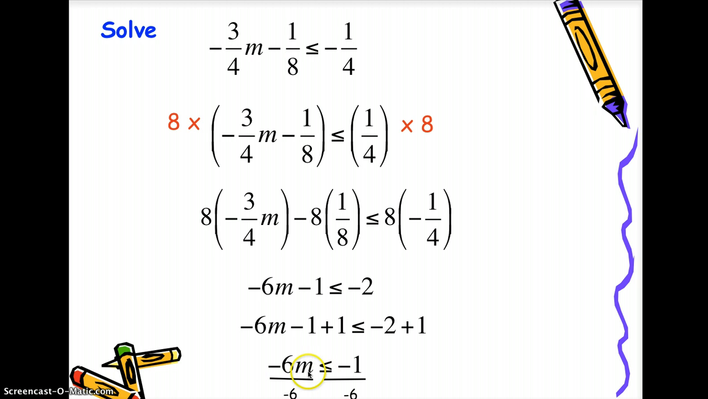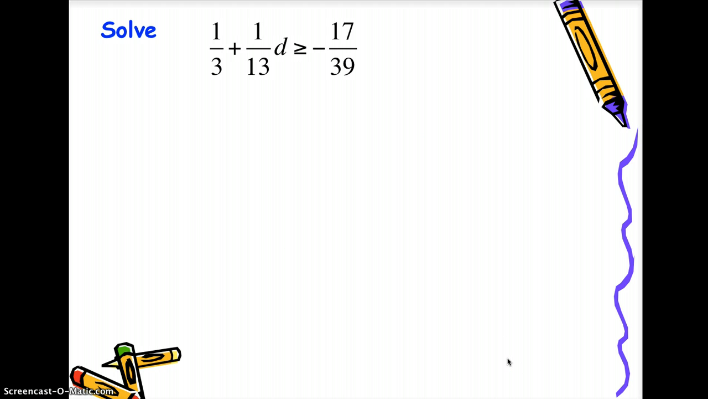And so negative 6 divided by negative 6 is 1, which will give you m is greater than or equal to 1 over 6. So 1 over 6 becomes positive because you have a negative divided by a negative. And at the same time, because you divided by a negative number, we need to reverse the symbol to its opposite. So from less than or equal to, it became greater than or equal to. Let's have another example.